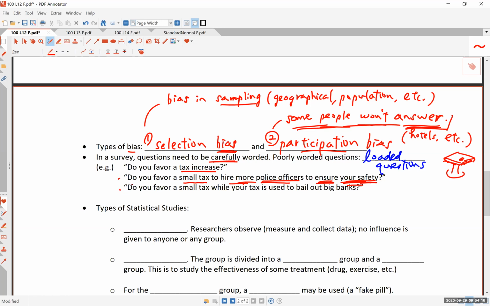How about this one? This is completely opposite. Do you favor a small tax while your tax is used to bail out big banks? That has a negative connotation there, and so these are called loaded questions, and you want to avoid them. Sometimes you see, hear, and read about these things, and if you identify loaded questions, then you can say, well, this statistical study is not so reliable.